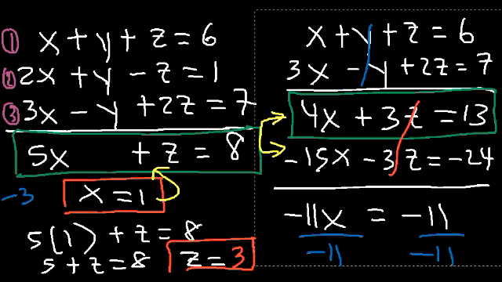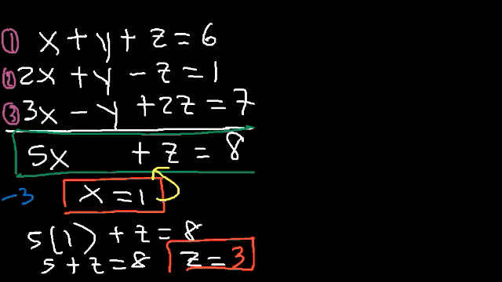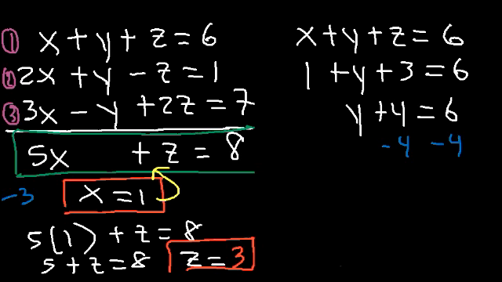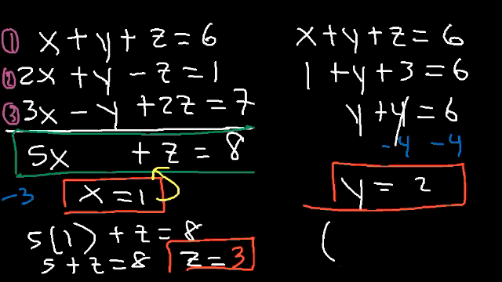Let's clear away the right side since we no longer need it. Let's use the first equation because it's easier to deal with. There's no coefficients. So since x plus y plus z is equal to 6, if we plug in the numbers that we have, 1 plus y plus 3 is equal to 6. 1 plus 3 is 4, so y plus 4 is 6. If we subtract both sides by 4, we can see that 6 minus 4 is 2, so y is equal to 2. So our answer is 1, 2, 3 in the form of x, y, z.